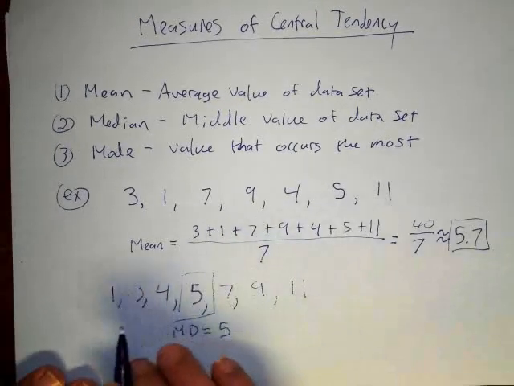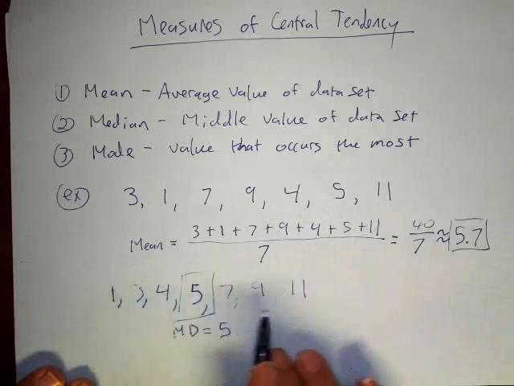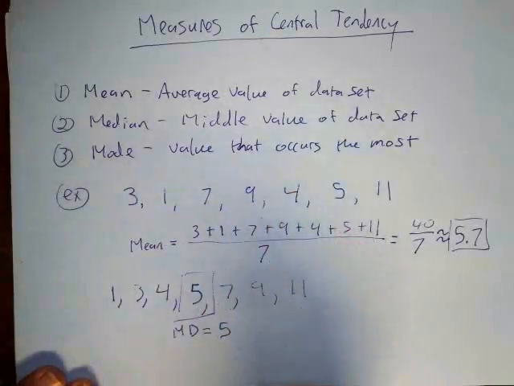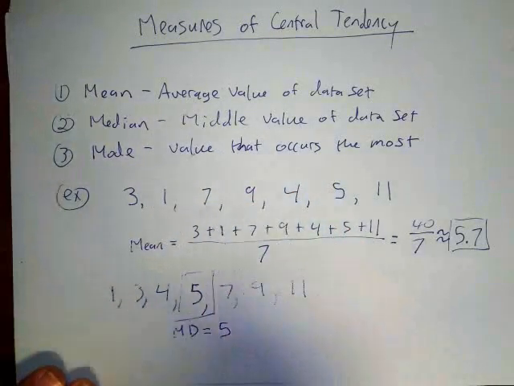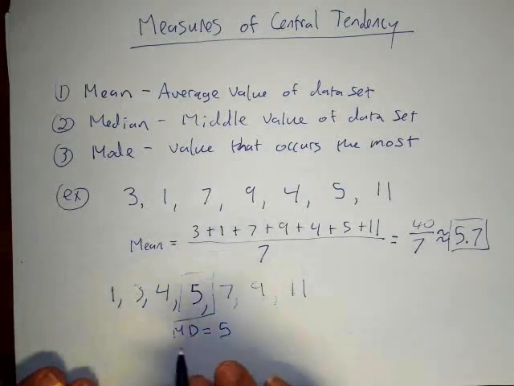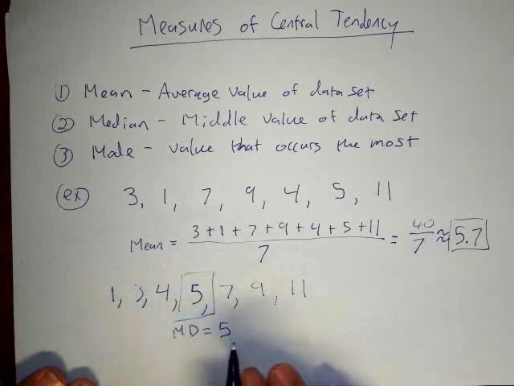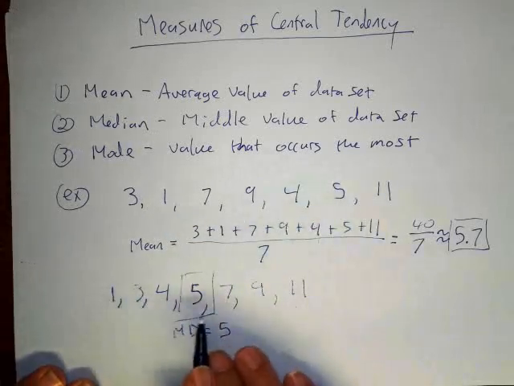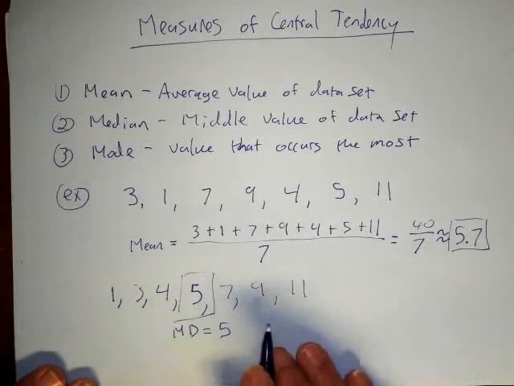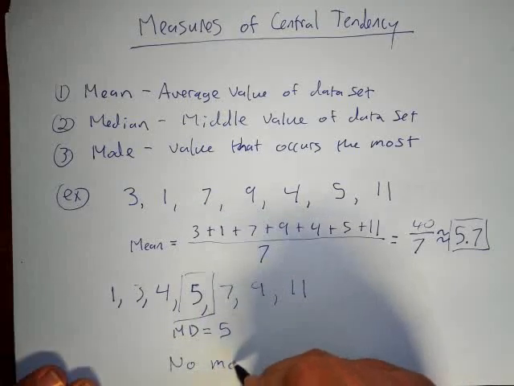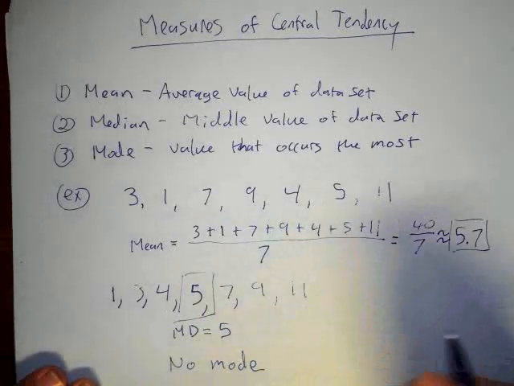Now you may be wondering, what if there's an even number of values in the data set? Then there wouldn't be a middle value. You would split it in half, and we'll see what we do in that case in the next example. So the median is 5, the middle value is 5. Now what about the mode? This is the value that occurs the most, and I notice in this data set they all occur just once. If that happens, then there's no mode.